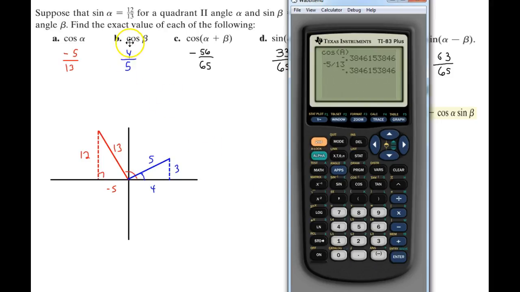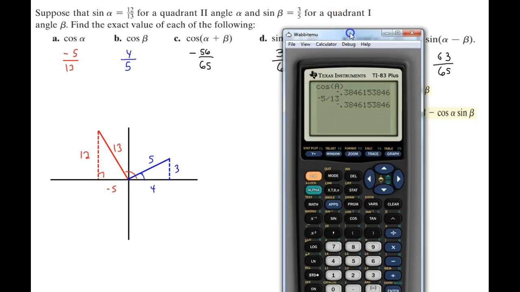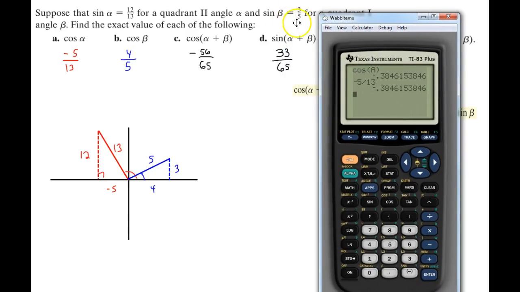Okay, and then I can do the same thing with beta, but the nice thing about beta is it's a quadrant 1 angle. So arc sine is defined in quadrant 1. So I can just go ahead and do the arc sine of 3/5. Alright, and that is beta's measure in radians. So now I've got, in my calculator, alpha and beta, those two angle measures.